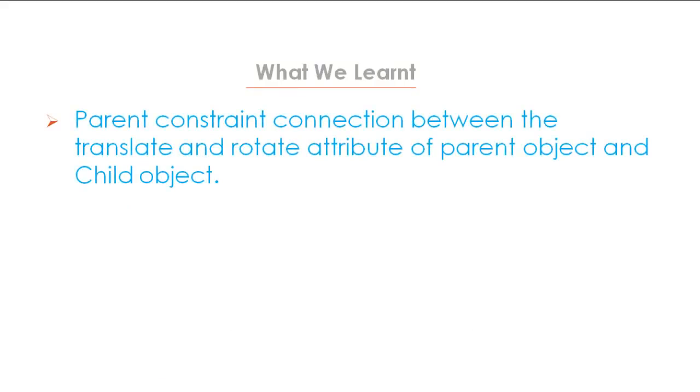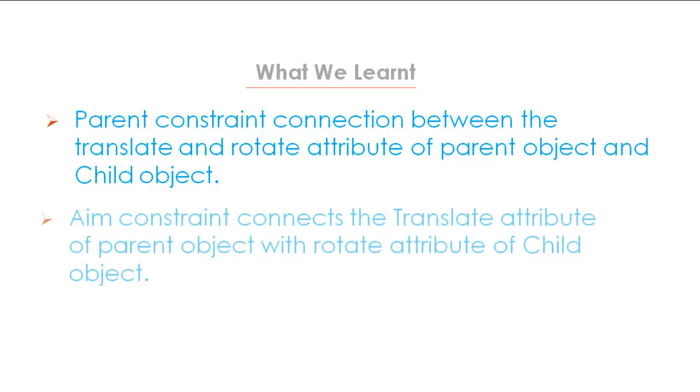Parent constraint creates the connection between the translate and rotate attribute of parent object and child object. Whereas the aim constraint connects the translation attribute of parent object with the rotation attribute of child object. It is mostly used for creating eye controllers.